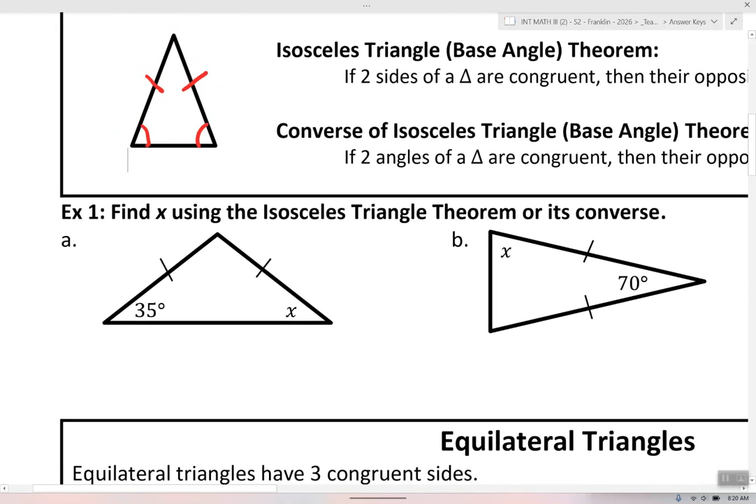So example 1a here says, find x using that theorem or its converse. Well, here, if we know these two sides are the same, then their opposite angles must be the same as well. So here we know that x is equal to 35 degrees because the angles must be the same.